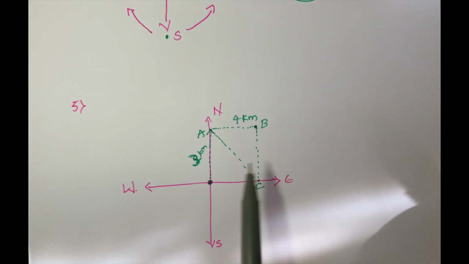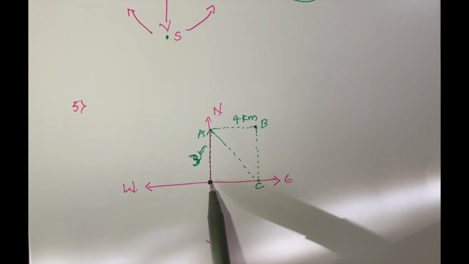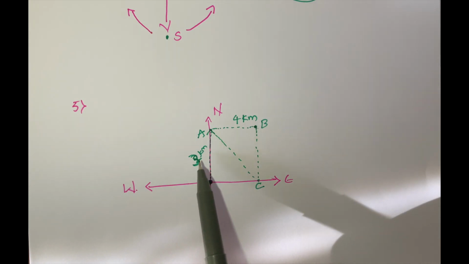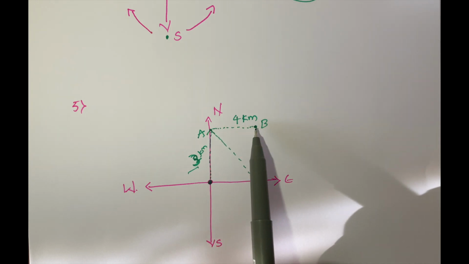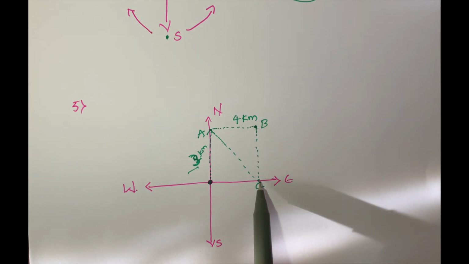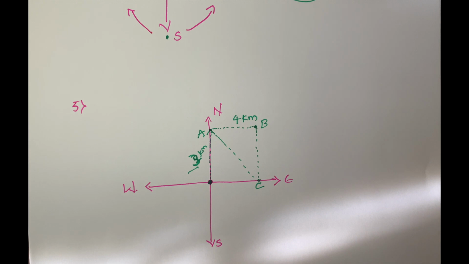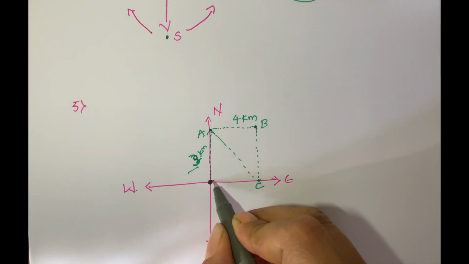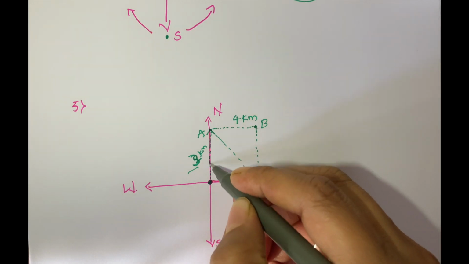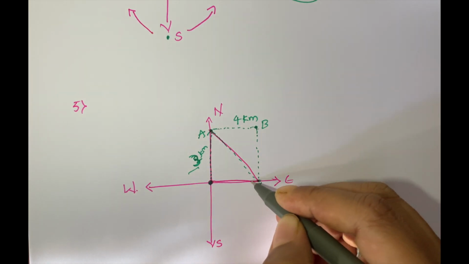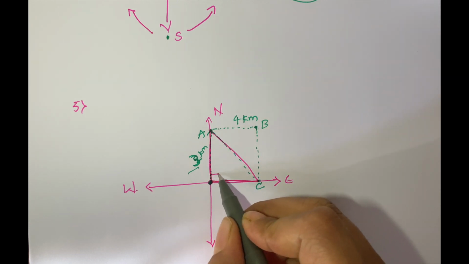So I will repeat the question again. A person has first moved towards north for 3 kilometers and then he has taken a right turn of 4 kilometers and has reached a point B. Again from there he has taken a right turn and has traveled 3 kilometers to the point C. So now they are asking the distance between A and C. If you observe it properly, this makes a right angle triangle.